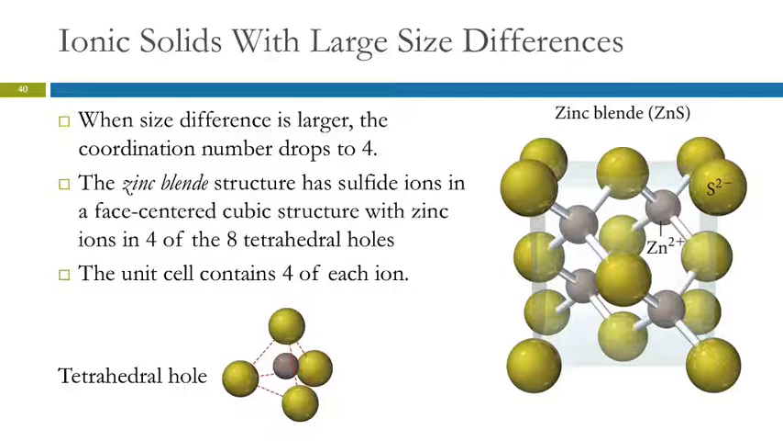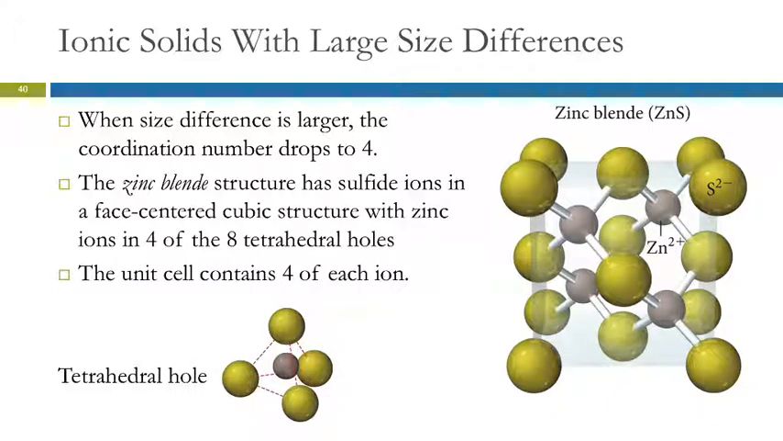So that was a moderate size difference. When the size difference is large, then the coordination number is going to drop to 4 because of the sizes, the way they're arranged changes. This is known as the zinc blende structure. So here for zinc sulfide, we have the sulfide ions again occupying face-centered cubic, but now instead of the zinc ions being in between them, they're occupying half of the tetrahedral holes.